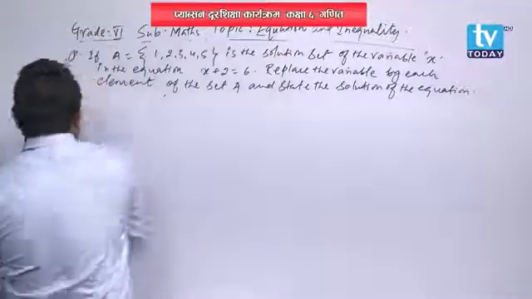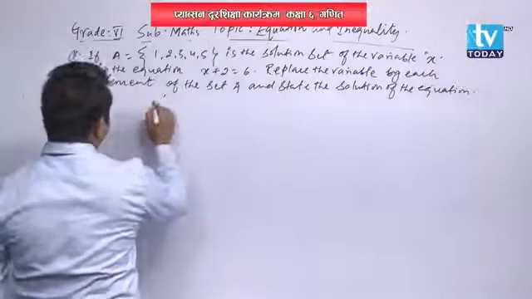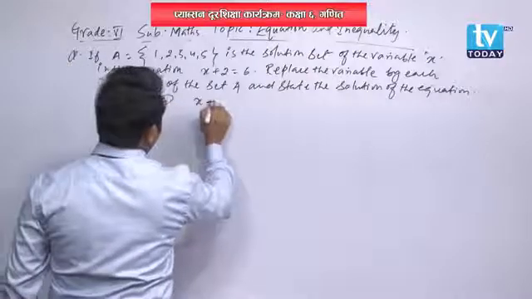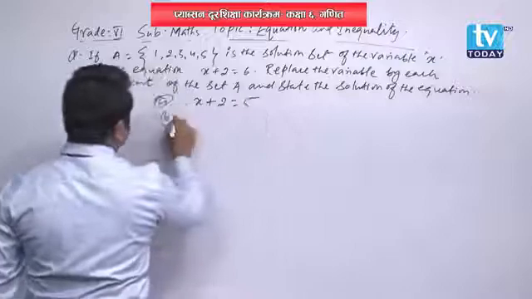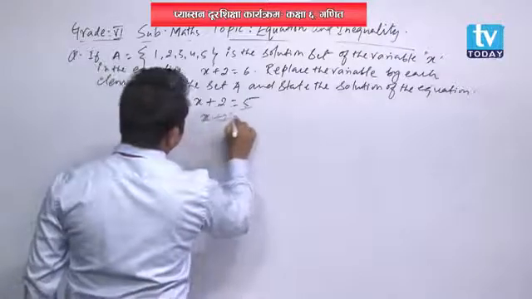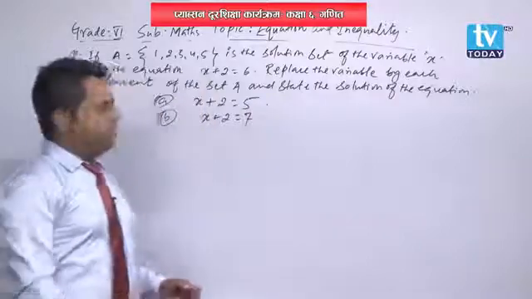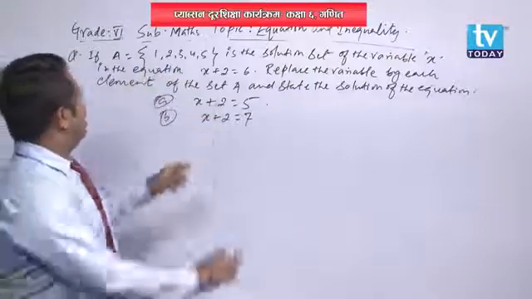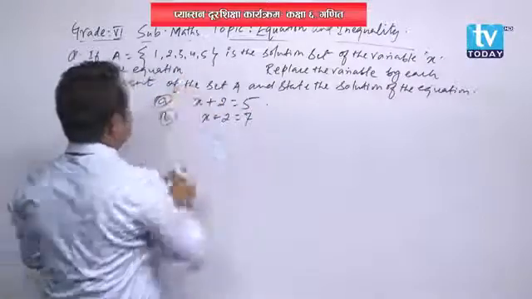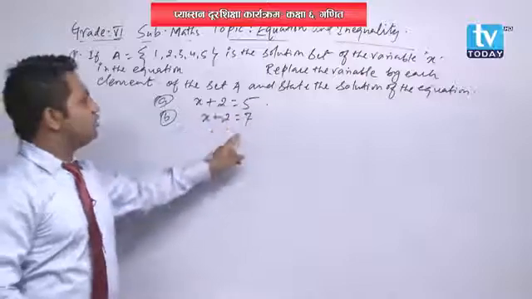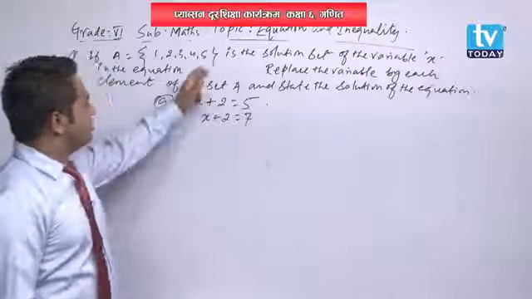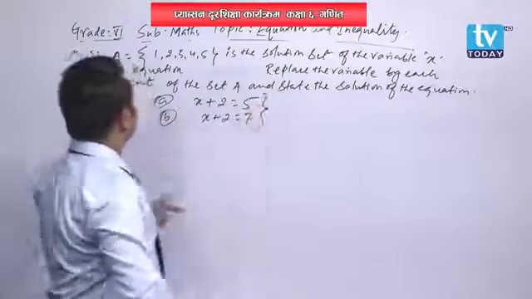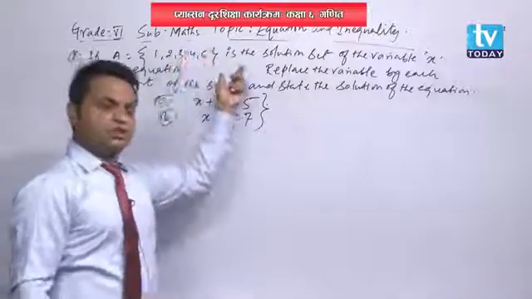Number 1, same set. Please do this yourself. A, x plus 2 equals 5 and B, x plus 2 equals 7. By the same process, please do this question. The solution set will be the same, 1, 2, 3, 4, 5, and the equations we have are x plus 2 equals 5 and x plus 2 equals 7. Previously it was x plus 2 equals 6. So right now let's solve both questions using the same solution set. Is that clear?